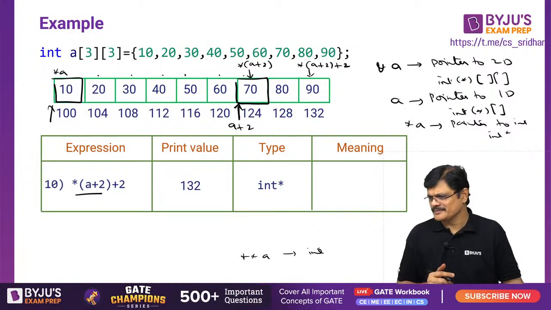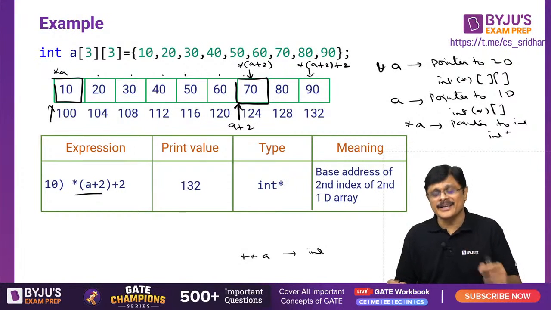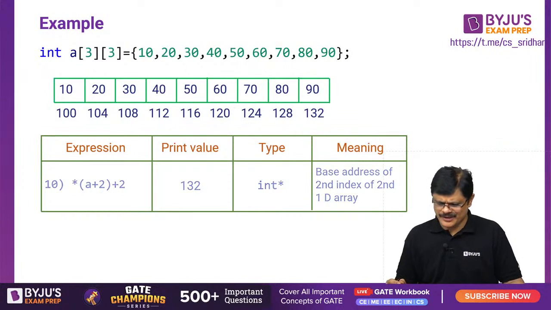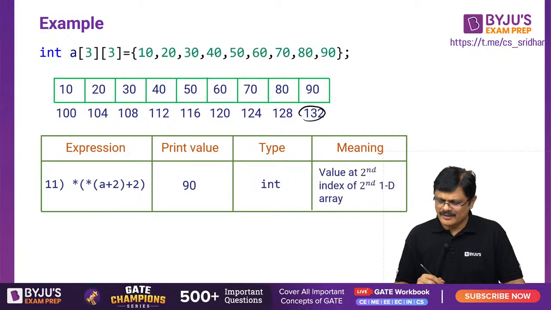Super. Base address of second index of second 1D array. That is the story. You can extend to any level, sir. The value at that location, which is 90. What is the value at this location? 90. Value at second index of second 1D array, my dear friends. Hope you all understood. The ideas are clear.